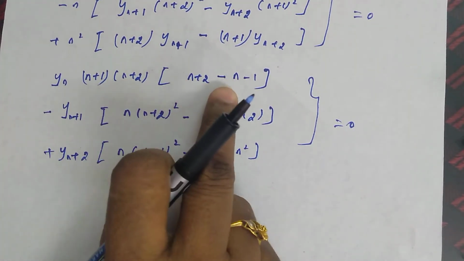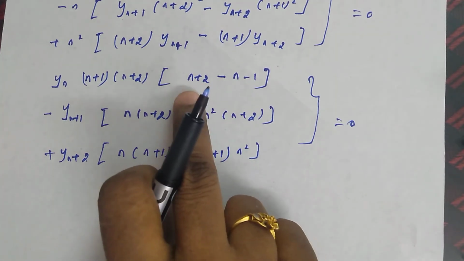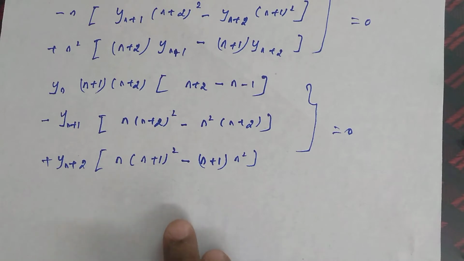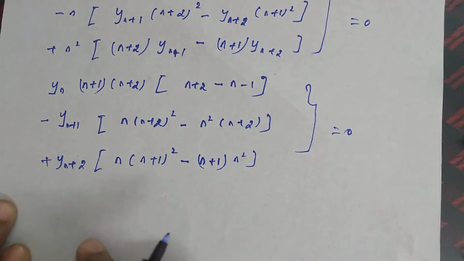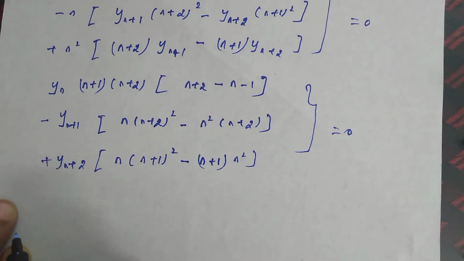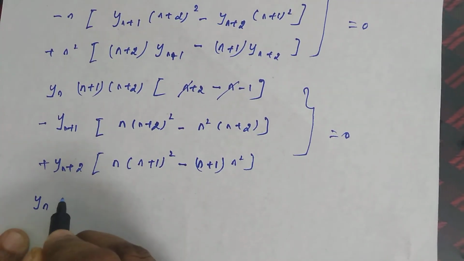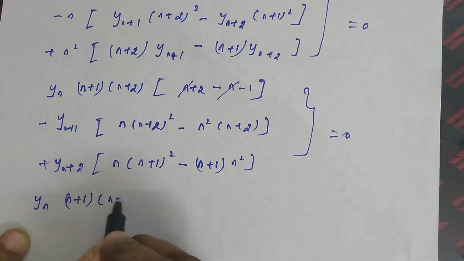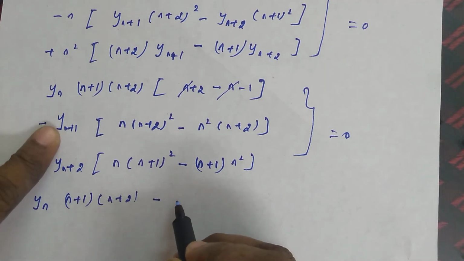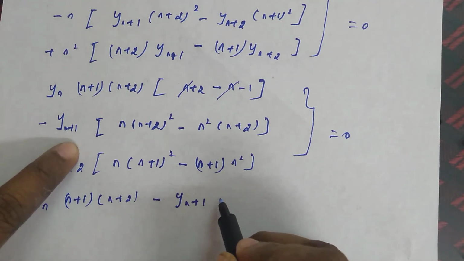Here plus n minus n will be cancelled off and only n plus 1. Here n plus 2 and here minus n minus 1, so plus minus will cancel. Likewise all the terms we can multiply. Multiplying this, we cancel the plus n minus n and get y(n) into n plus 1 into n plus 2. This is from the first term. Then minus, here it is y(n plus 1). So y(n plus 1) into, what are the remaining terms, n into n plus 2.